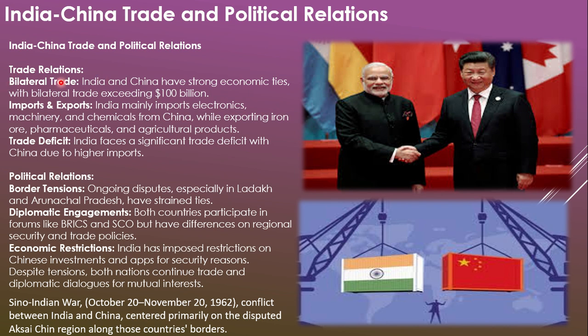So under bilateral trade, India and China have strong economic ties. Okay, so with bilateral trade exceeding $100 billion, we can understand what India imports and exports with China under this bilateral trade of $100 billion. Okay, then import and export. So India mainly imports electronics, machinery, and chemicals from China, while exporting iron, pharmaceuticals, and agriculture products.